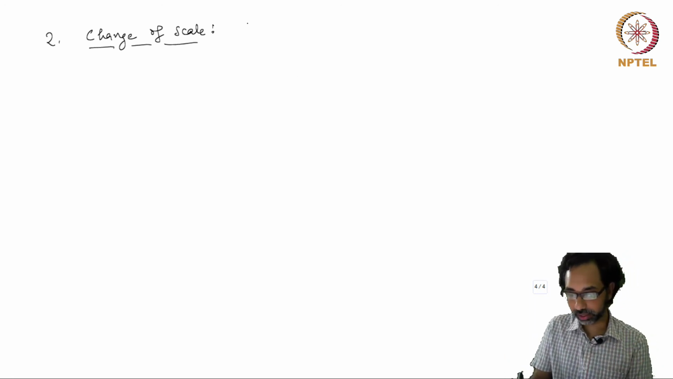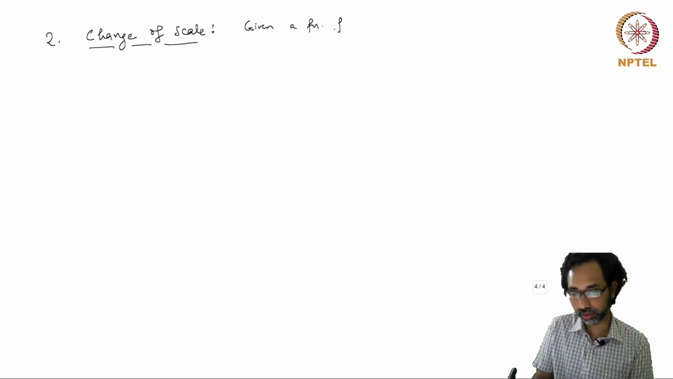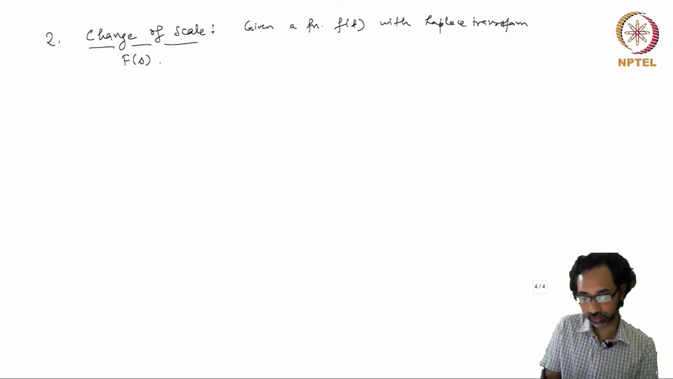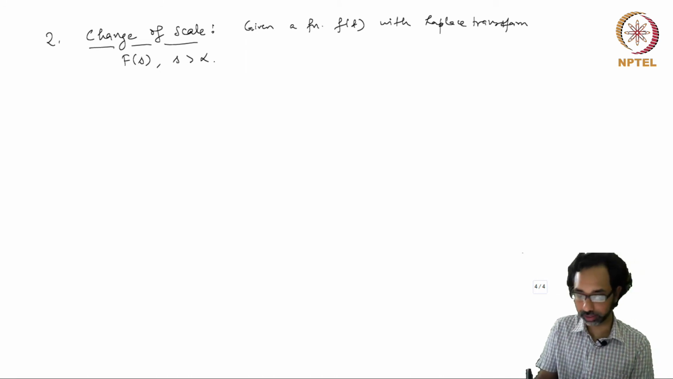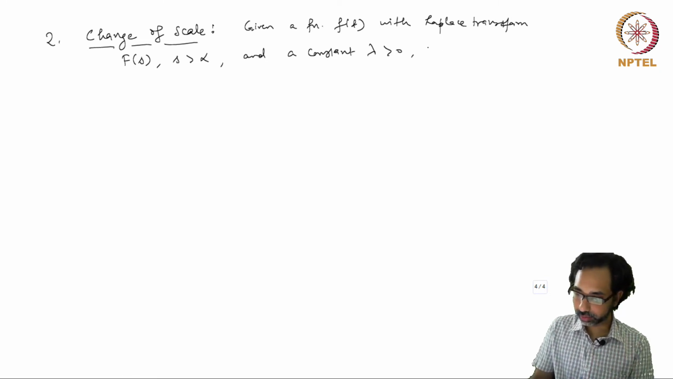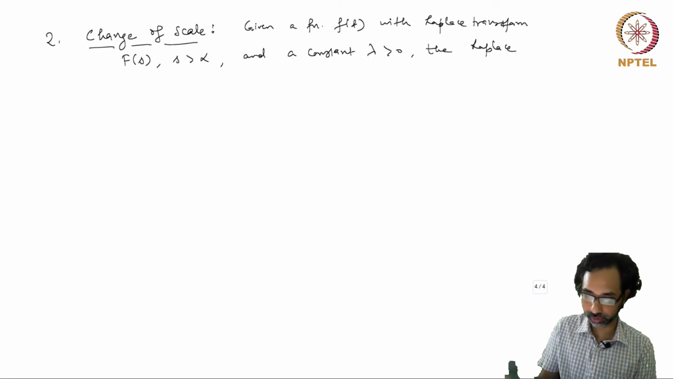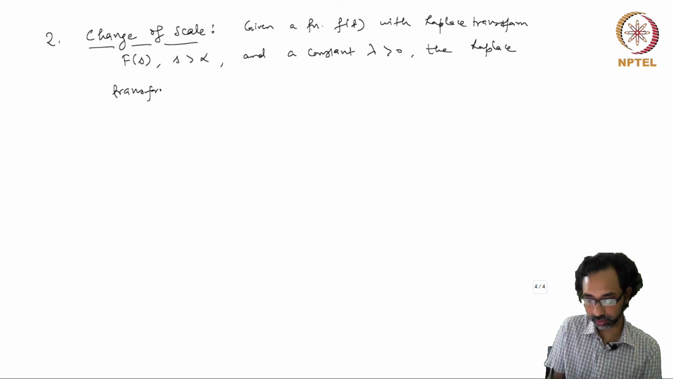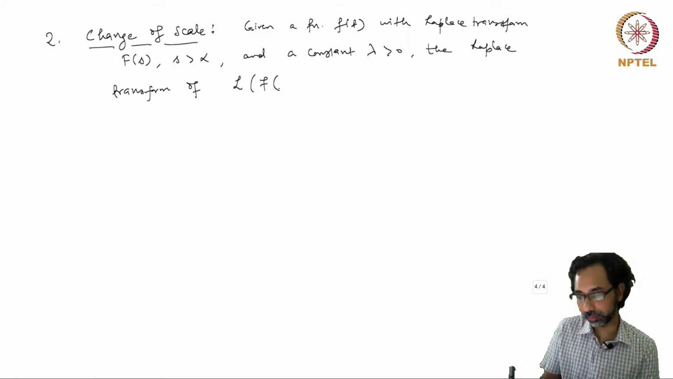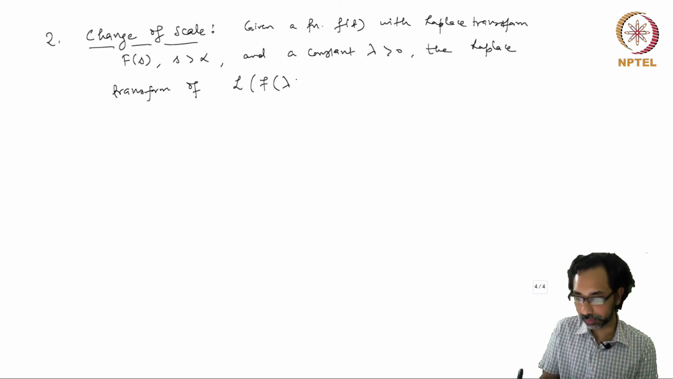The change of scale property says that given a function f of t with Laplace transform F of s for s greater than alpha, let's say, and given a constant lambda positive, the Laplace transform of the function defined by f of lambda t.